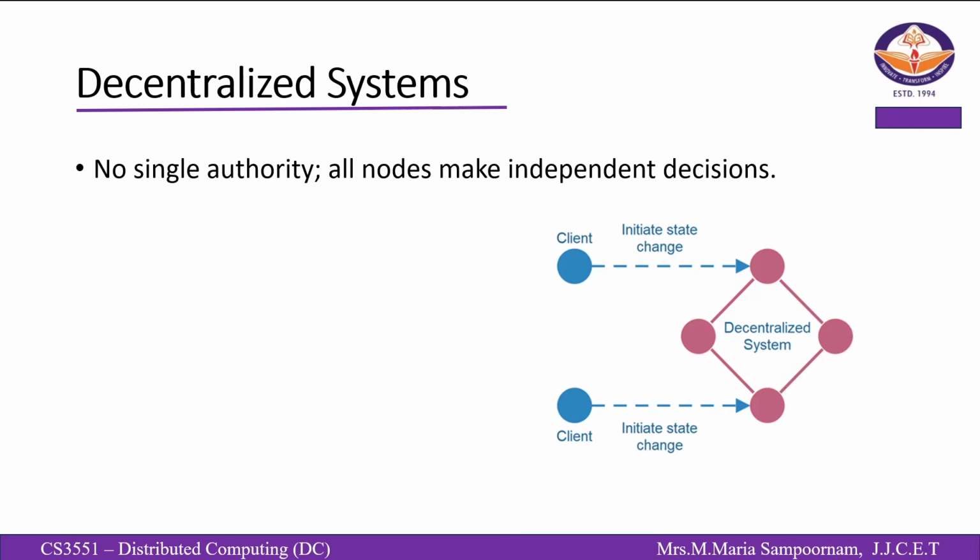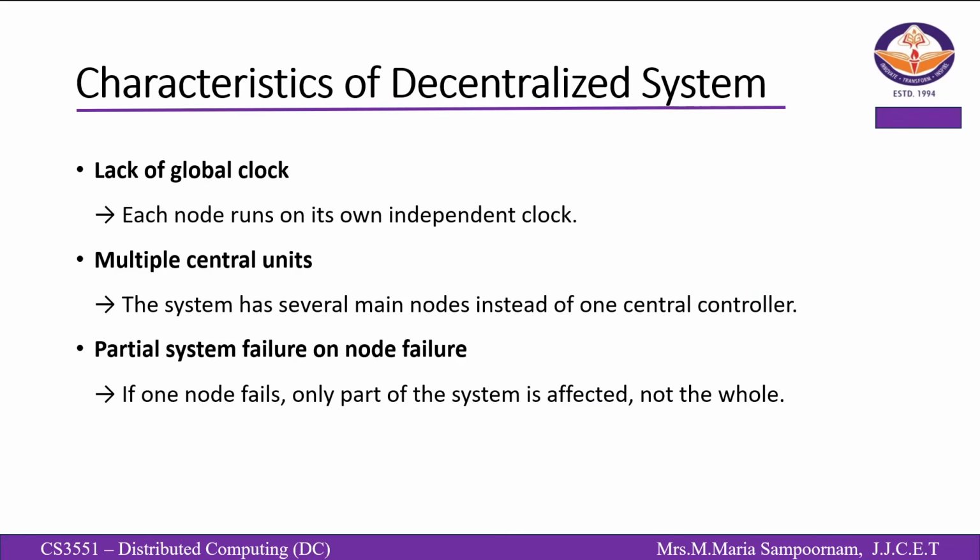Decentralized system means in a decentralized system, no one computer is in charge. All nodes operate independently and make their own decisions. For example, think of group chats in WhatsApp. Everyone can send and receive without a central server deciding who speaks. This model is more flexible and fault tolerant because failure of one part does not crash the whole system.